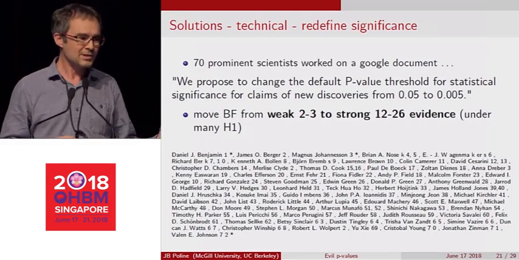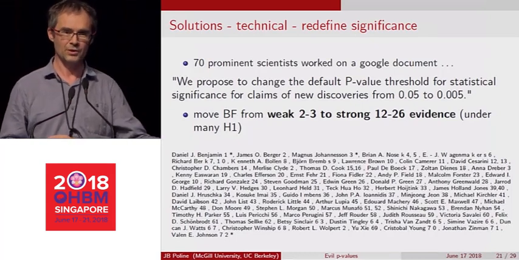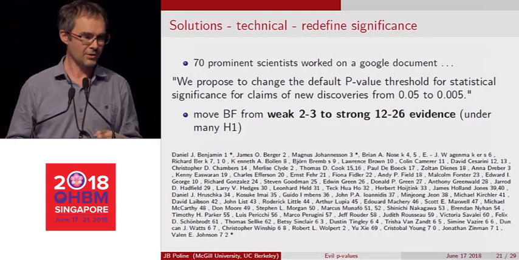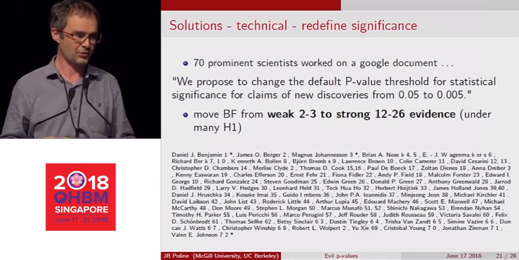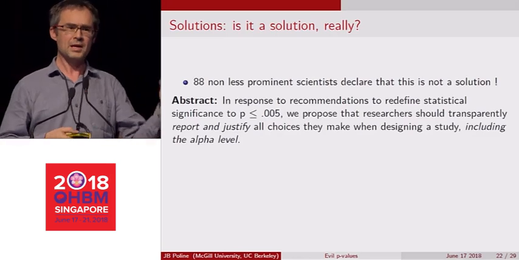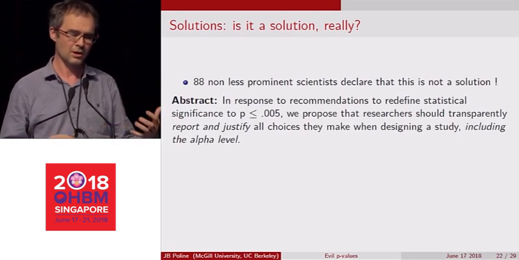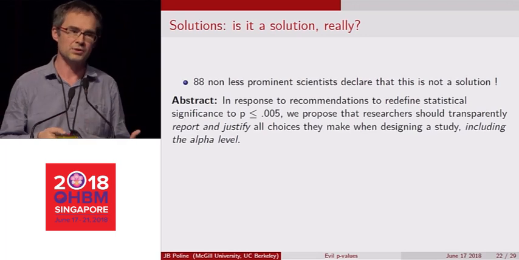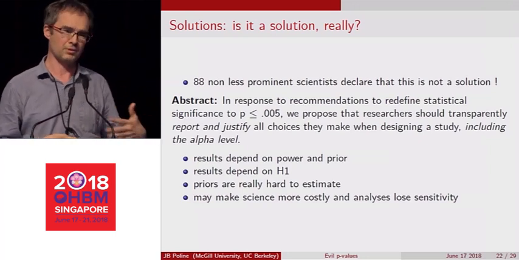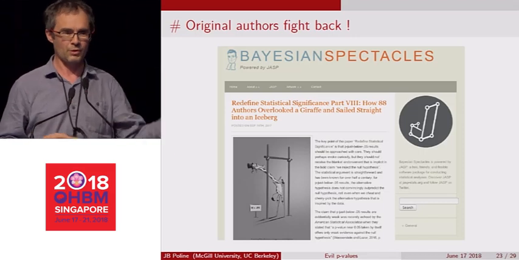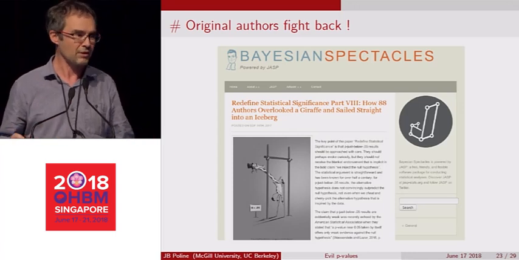Technical, redefine significance. 70 very prominent scientists worked on a Google document saying we should now declare that something significant is 0.005, not 0.05. Because it is in the Bayesian framework, it goes from weak evidence to fairly strong evidence, and I think that's interesting. Really? 88 less prominent scientists declare that this is not the solution, and we should instead define exactly why we're using 0.05, and so on. There are a number of reasons for that, and we're going to skip a bit of them. And obviously those Bayesian people say, no, absolutely not. The debate is there, and we're still debating the p-value defined in 1925, and we still don't know how to use it properly.